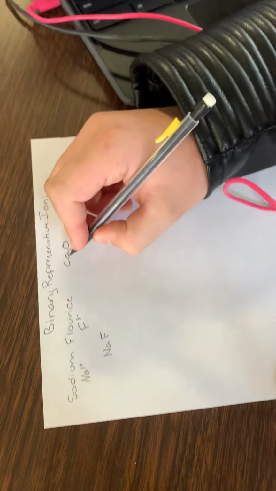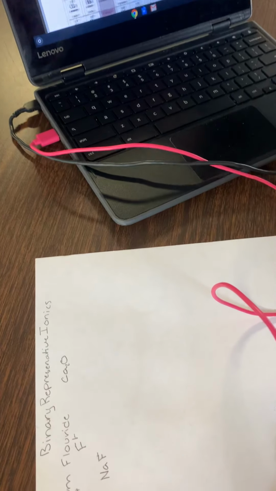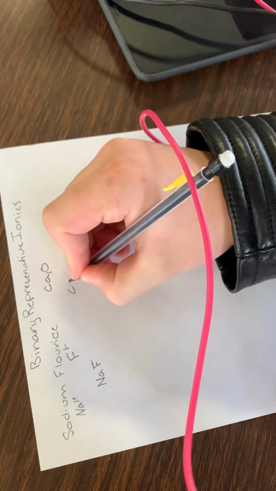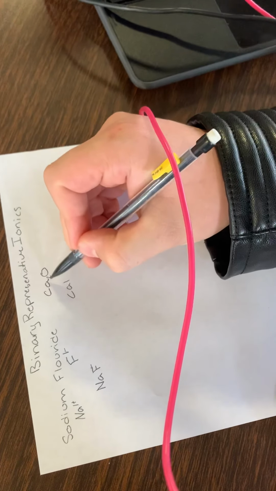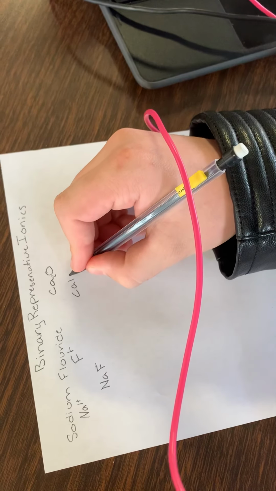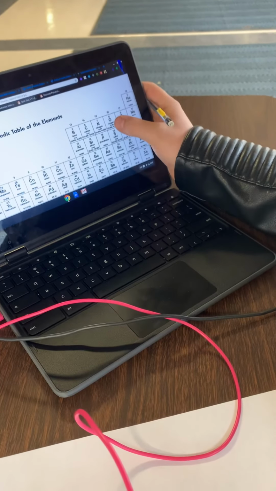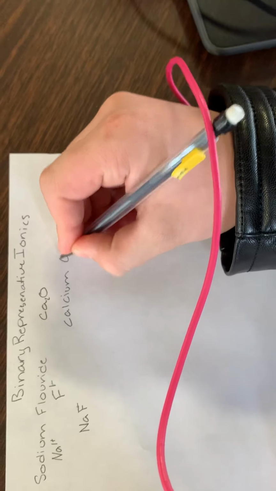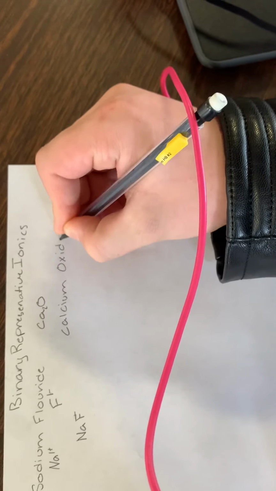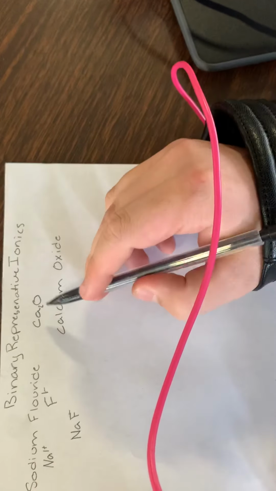Now for this one it's going to be calcium. Calcium's going to be over here in the 2nd column, Ca, calcium. So it's going to be calcium, and we don't have to include this subscript. And then it's going to be O, which is oxygen. We know that by looking at O, oxygen right there. But oxygen turns into oxide. Now that's how we would go from here to here.